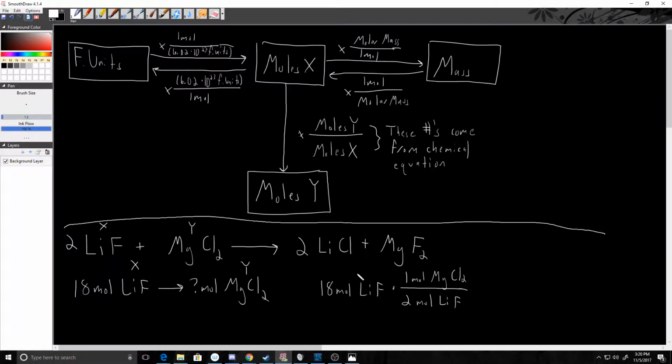This is where our units become really important. I have moles of lithium fluoride here, implied to be over 1. So moles of lithium fluoride on top and moles of lithium fluoride on the bottom will cancel out. I'm left with moles of magnesium chloride, which is what the question's asking for. I have 18, multiply by numbers on the top, divided by numbers on the bottom. 18 divided by 2 gives me 9 moles of magnesium chloride.